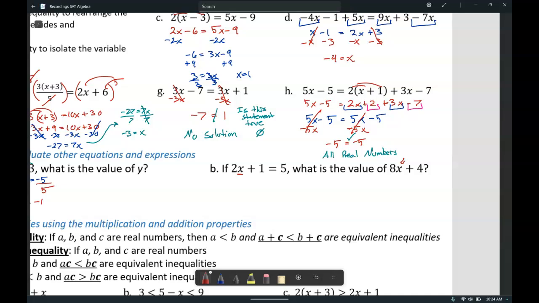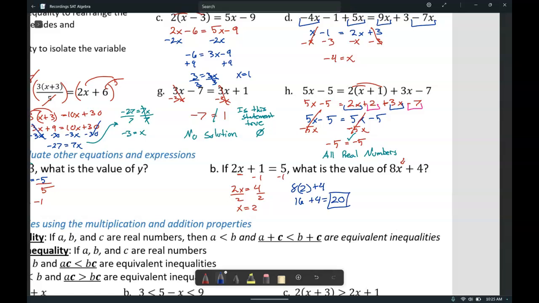So here we have 2x plus 1 equals 5. We'll use our subtraction property. 2x equals 4. Divide by 2. x equals 2. And then we can go ahead and substitute it in. And we'll say, okay, we've got 8 times 2. Let's use a different color here. 8 times 2 plus 4. 16 plus 4 equals 20. So we can evaluate 8x plus 4, given that we know that 2x plus 1 equals 5.